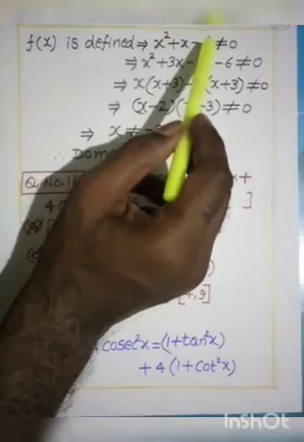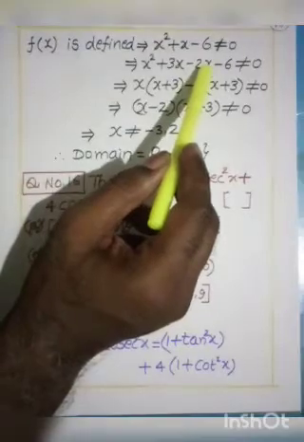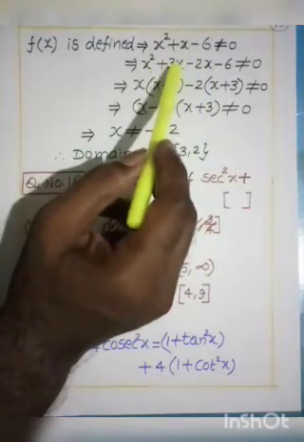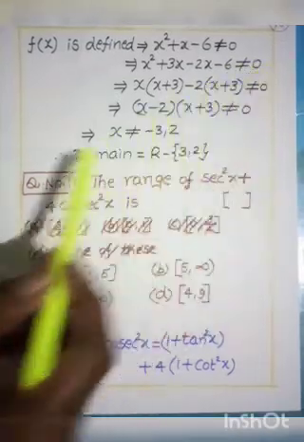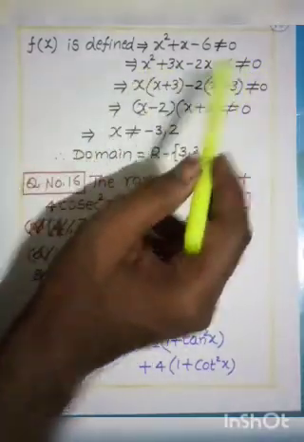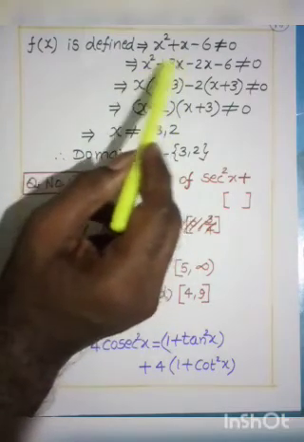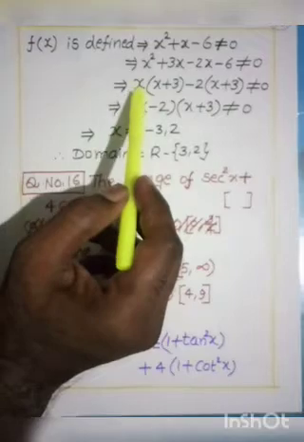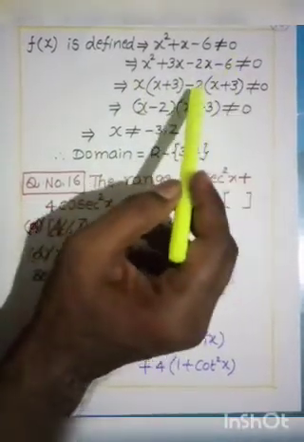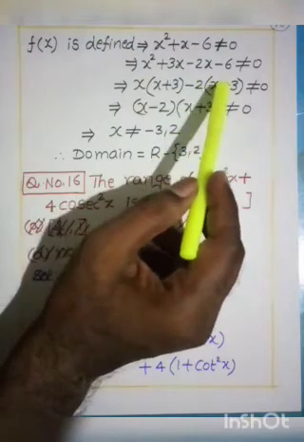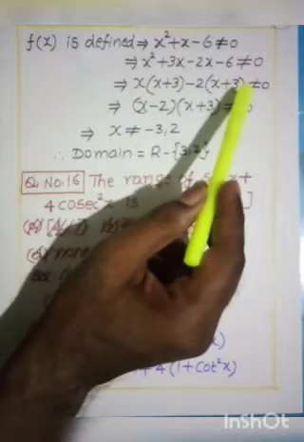We write the factors of this quadratic expression by using the splitting the middle term method. So x square plus 3x minus 2x minus 6 is not equal to 0. Understood this step, my dear children? Right. This implies by taking common factor x from these two terms, we get x into x plus 3. And from the last two terms, by taking the common factor minus 2, we get here x plus 3 is not equal to 0. Understood this step, my dear children?